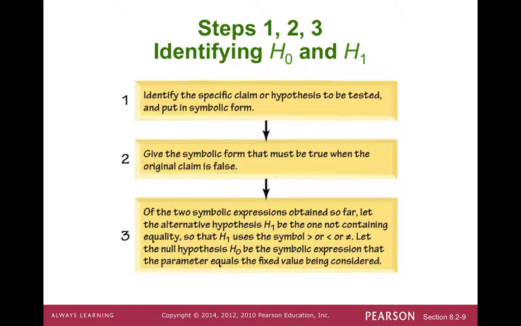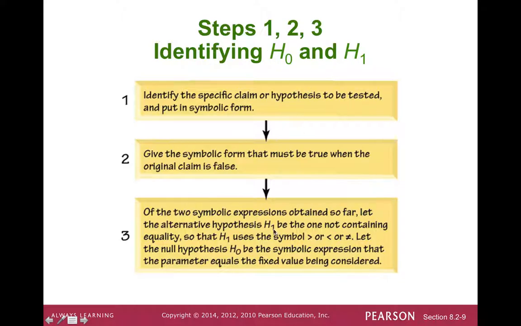So some steps. These are steps 1, 2, and 3 of how you identify your null and your alternative hypothesis. So we're going to identify the claim or the hypothesis we want to be tested, and we're going to put it into symbolic form. We're going to give the symbolic form that must be true when the original claim is false, which would basically be our null.